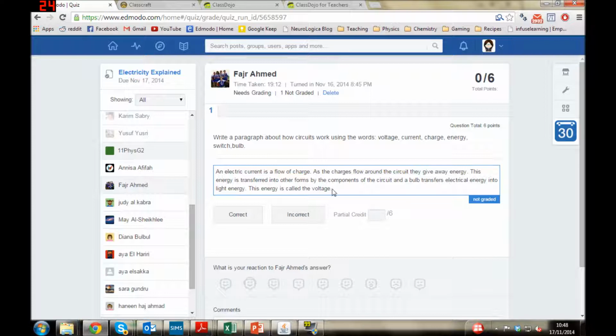This last sentence I'm a little bit concerned about. The energy the electrons have is the voltage. The voltage is a measure of how much energy is carried by 1 coulomb of electrons. So yeah, good effort there.